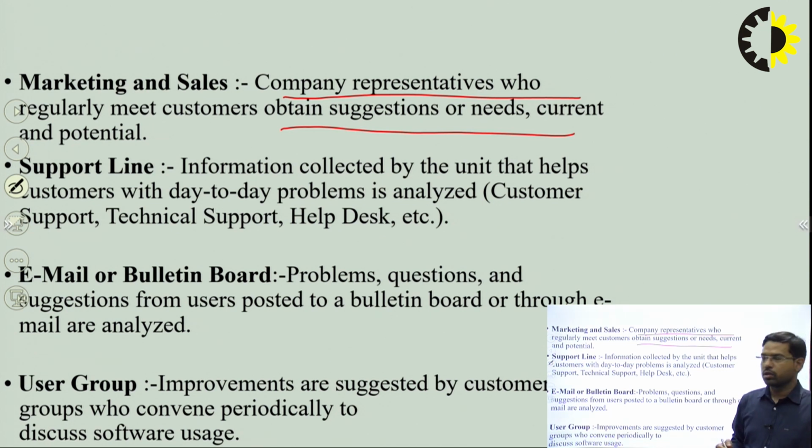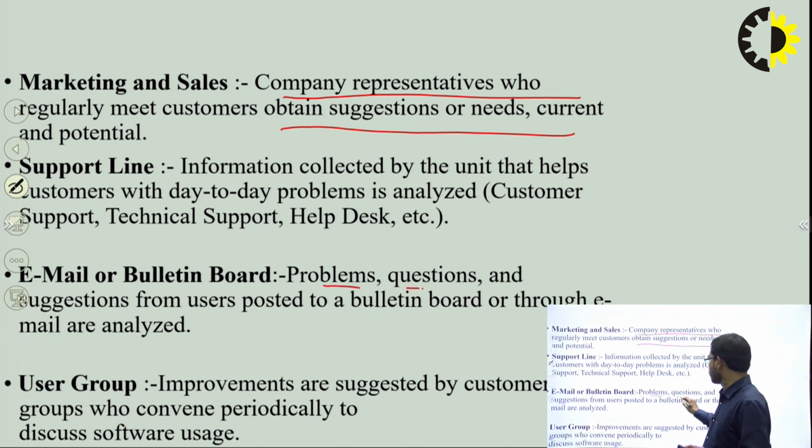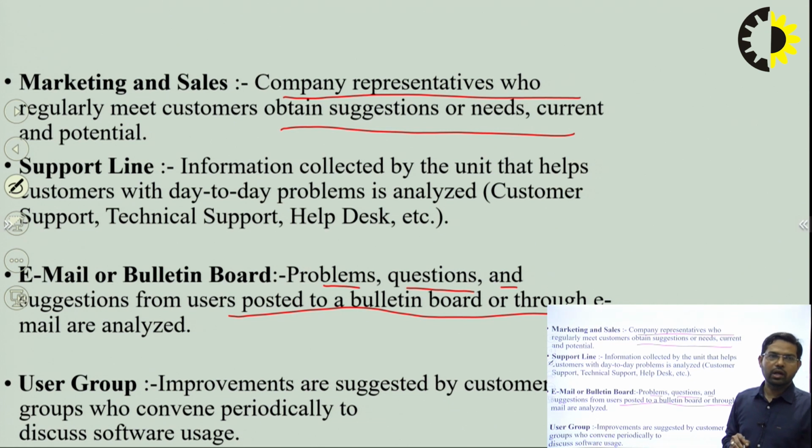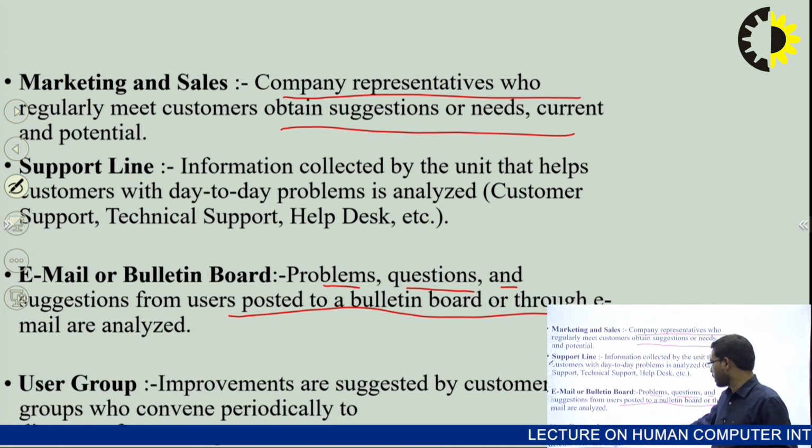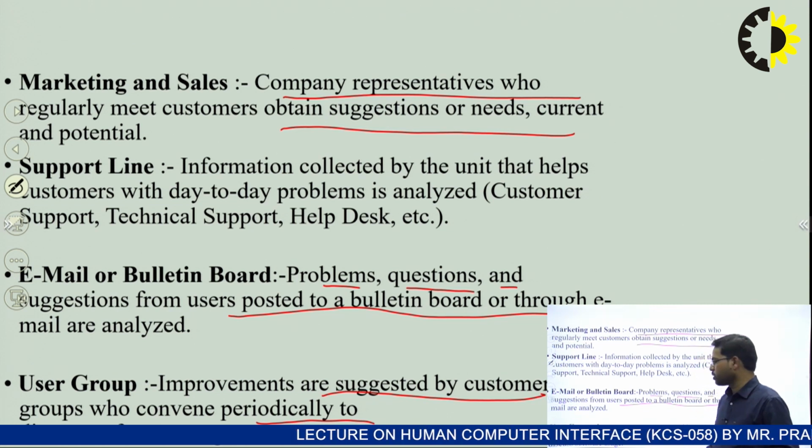Email or bulletin board: problems, questions, and suggestions from users posted to the bulletin board or sent through email are analyzed. Users give information about a particular product by email to some other person. User group: improvements are suggested by customer groups who meet periodically to discuss software use.